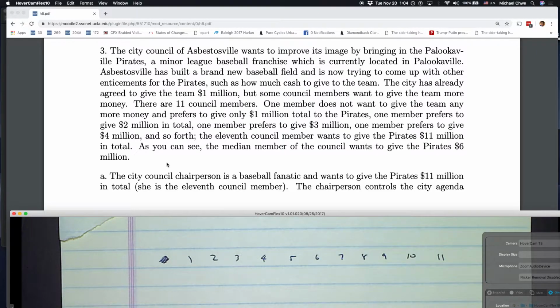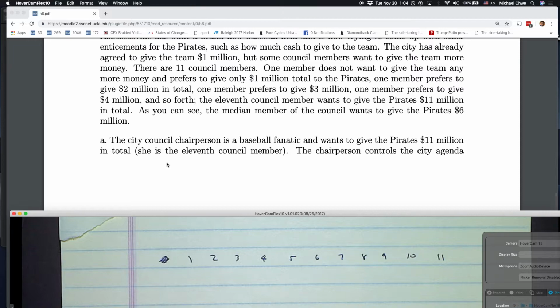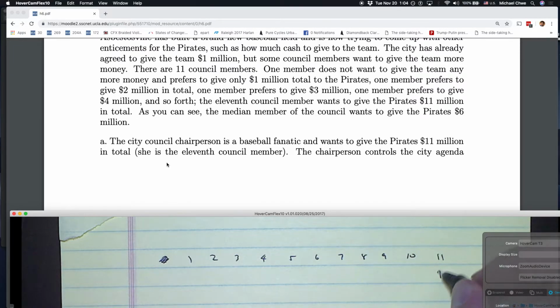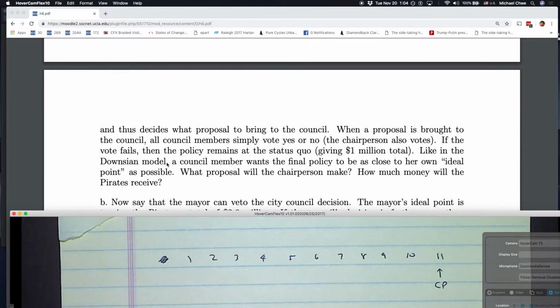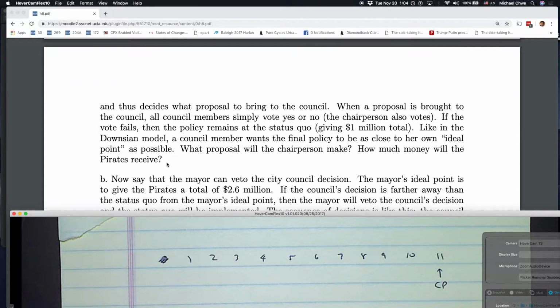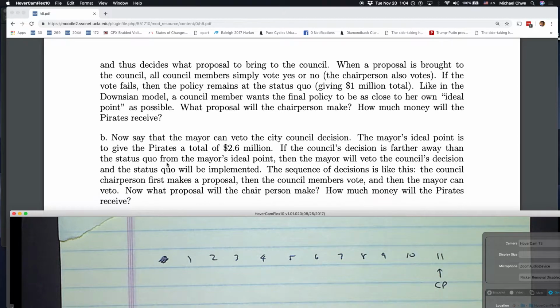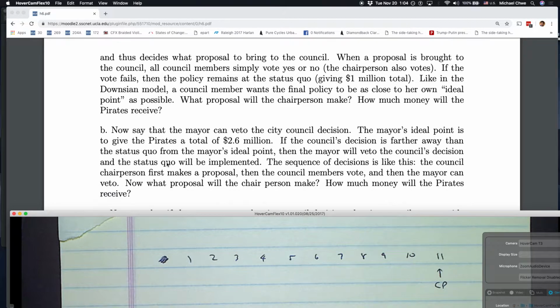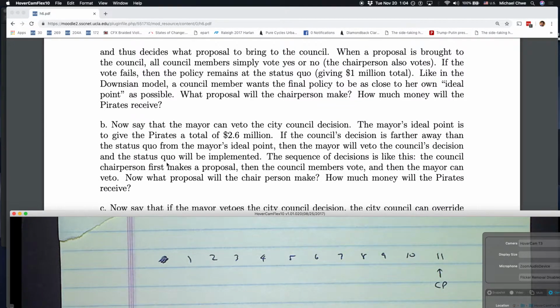The city council person who is a baseball fanatic wants to give the Pirates 11. The chairperson is here. The chairperson controls the city agenda and thus decides what proposal to bring to the council. When a proposal is brought to the council, all council members simply vote yes or no. If the vote fails, then the policy remains at the status quo. So the status quo is here.